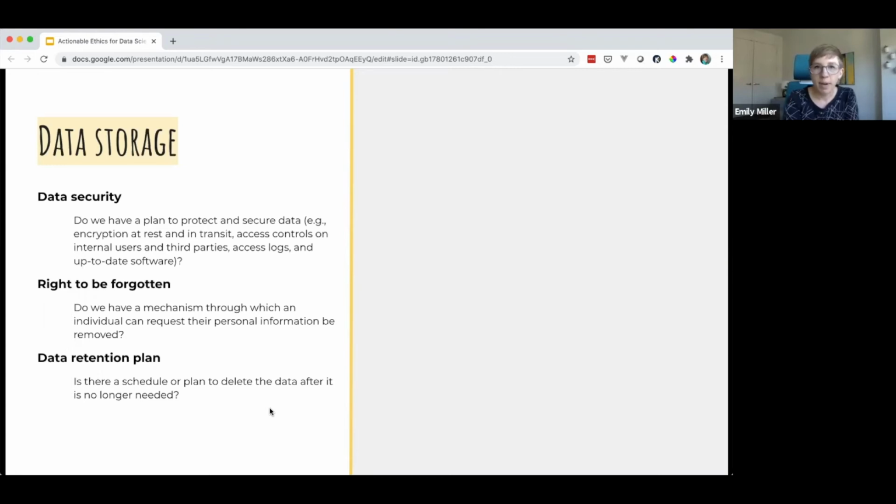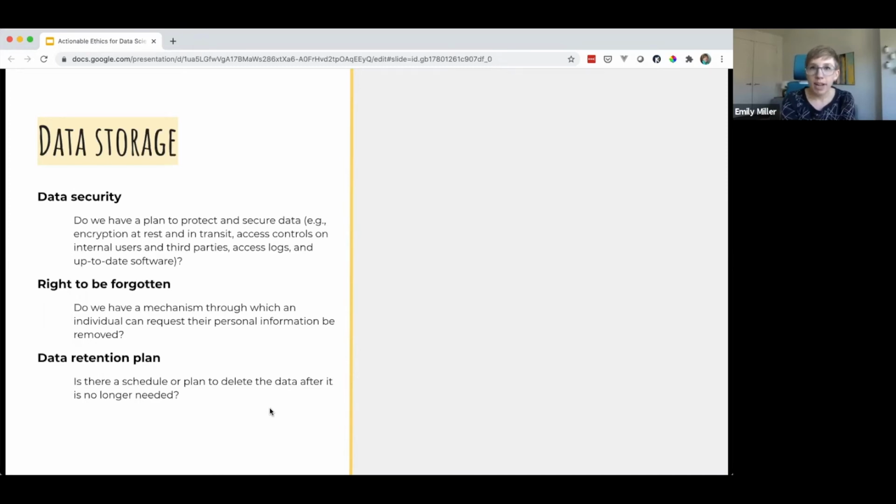We also want to think about the right to be forgotten. So by this, we mean, do we have a mechanism through which an individual can request their personal information be removed? This is particularly important in light of GDPR, which actually explicitly includes the right to be forgotten, which is also known as data erasure, and allows an individual to have their data both be removed and to halt any third-party processing of their data.